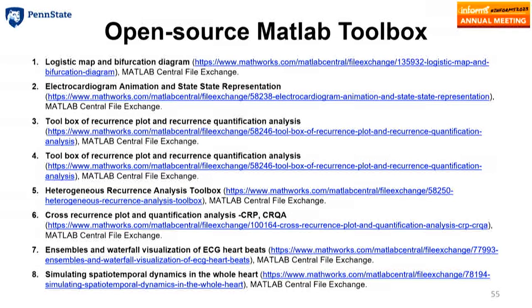So far, I talked about a brief introduction of nonlinear dynamics, and then we dove into recurrence theory and heterogeneous recurrence theory. And then we talked about self-organizing networks. We covered a few of these topics, and most of the demos and the links are shown in this slide. You can also find those links in the PDF tutorial available on the INFORMS website.